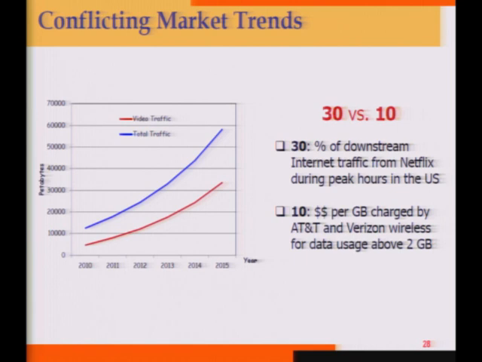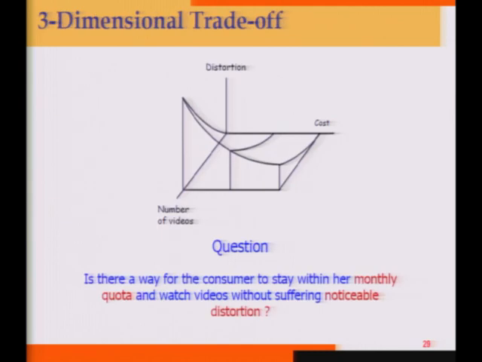On one hand, we have a lot of usage, and on the other hand, we have these ISPs that are capping our unlimited plans and charging more money. So the question is, is there a way to have the consumer watch whatever number of videos he wants to watch, but stay within his monthly quota, and without suffering a noticeable distortion in the video that he's watching?